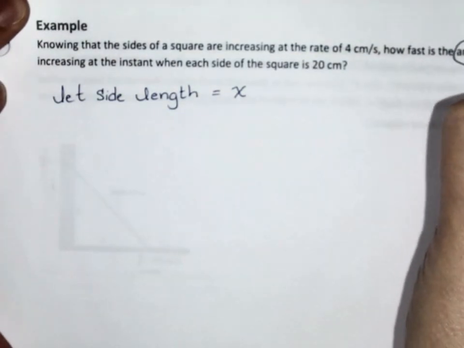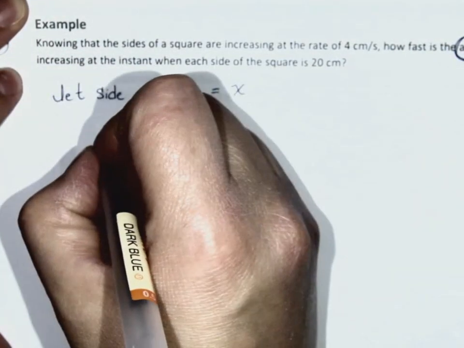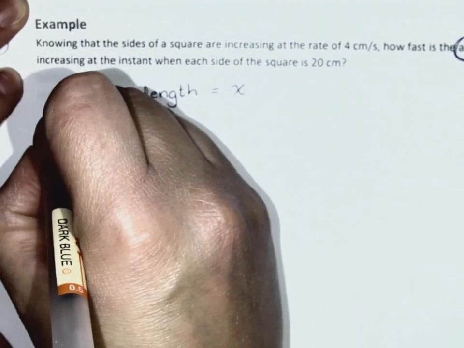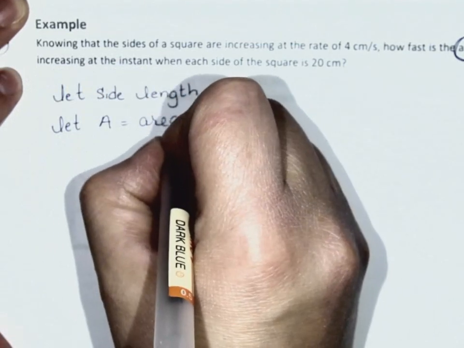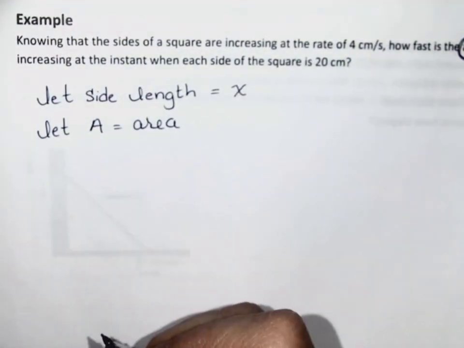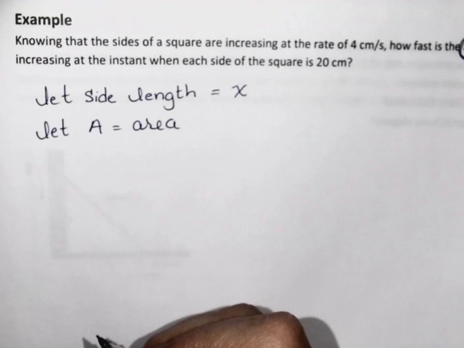And we're talking about area here. We want to know something about area. So let A equal area. And we have one more thing that we have to define. The sides. We did the sides. What's our rate in? Time. Time in seconds.